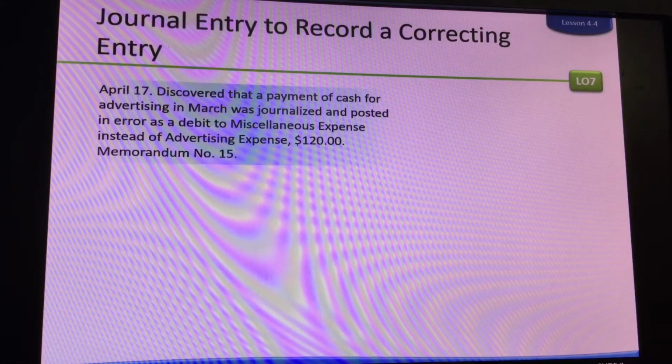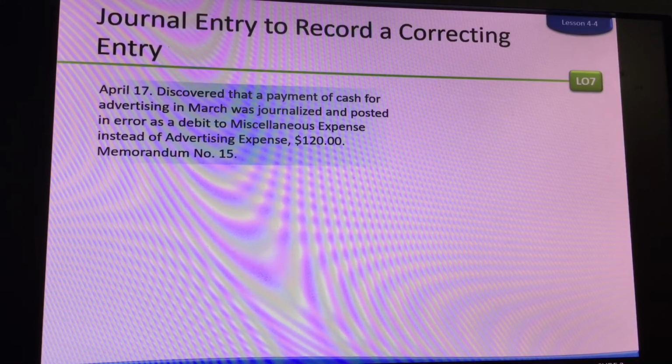Our example for today: April 17th, discovered that a payment of cash for advertising in March was journalized and posted in error as a debit to miscellaneous expense instead of advertising expense for $120, and this is on memorandum number 15. So our two accounts that are affected are miscellaneous expense and advertising expense. Our miscellaneous expense was debited in error.